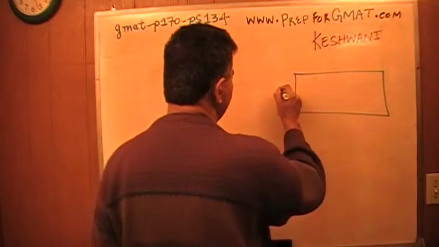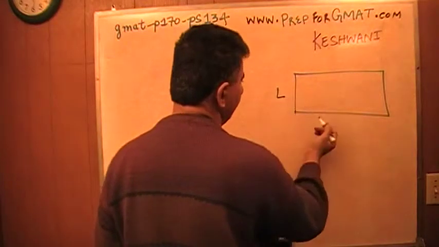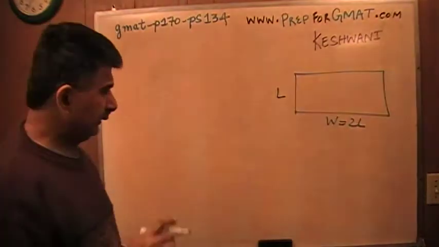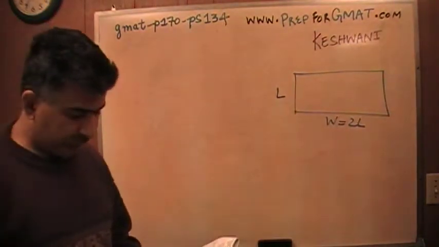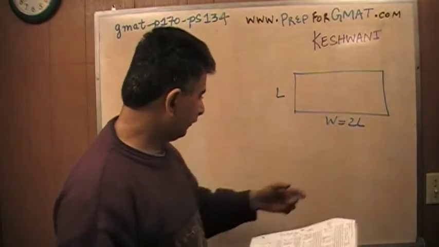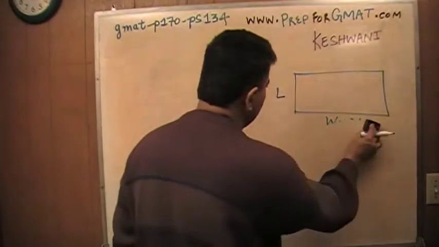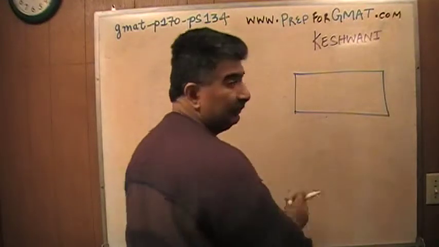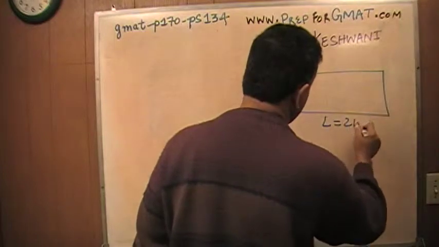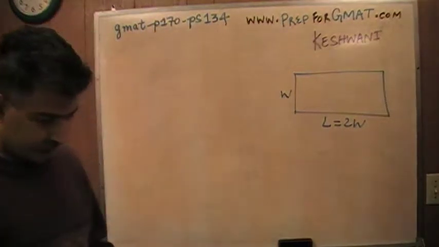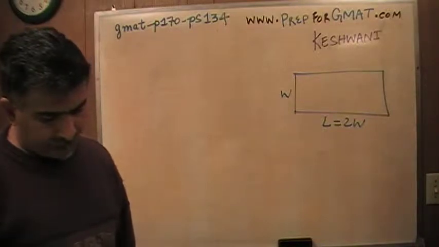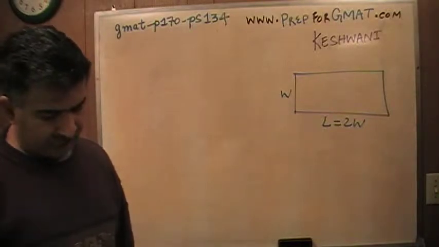Let me read one more time. A certain rectangular window is twice as long as it is wide. Here's your width, there's your length. The length is twice as long as the width.